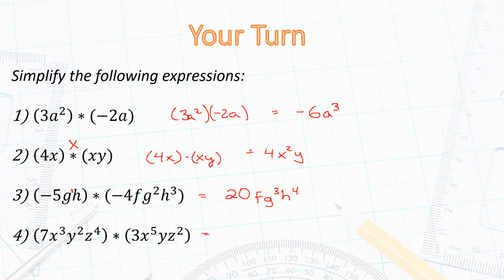Last one, 7x cubed y squared z to the power of 4 times 3x to the power of 5 y z squared. 7 times 3, 21. X cubed and x to the power of 5 would be x to the power of 8 when you combine them. y squared and y would be y cubed, and z to the power 4 and z squared would be z to the power of 6.